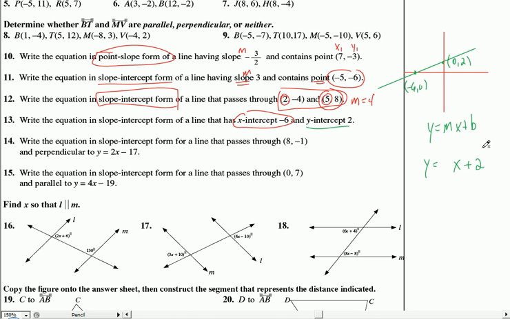Yes, sir. If it doesn't say to graph, you don't have to.